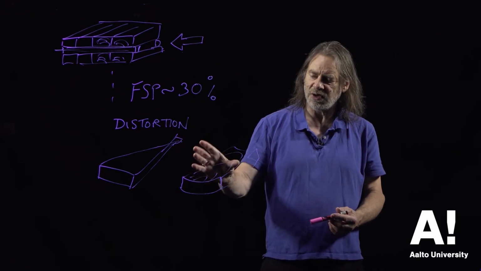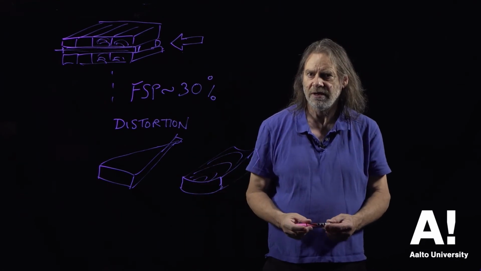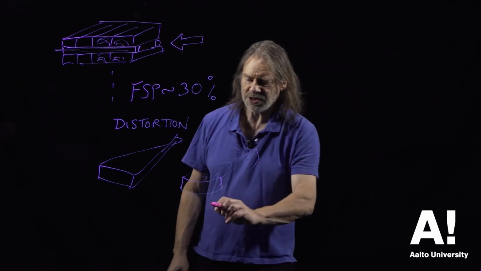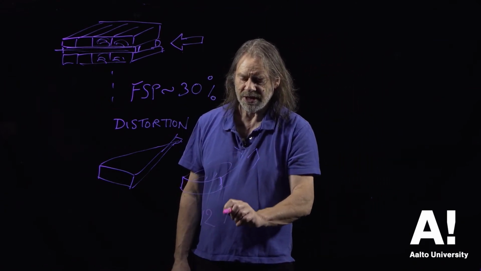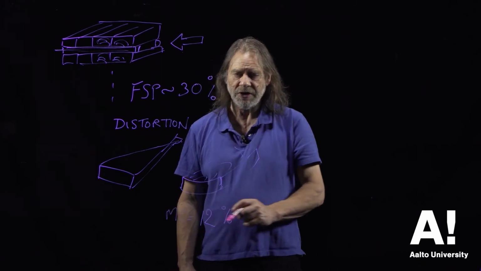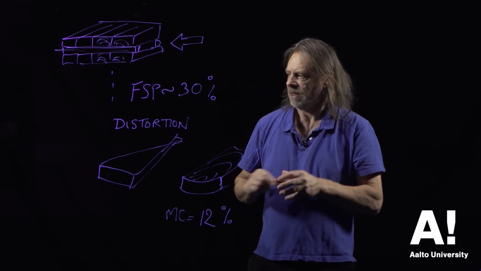This is one of the reasons why wood has to be dried to the correct moisture content for the application it's going to be used for. So for interior applications, we want a moisture content of around 12%. For interior use, 20% is acceptable for exterior use.